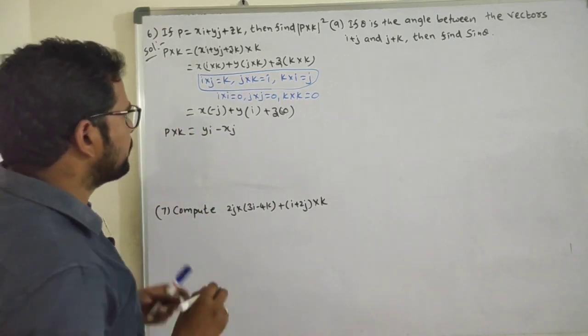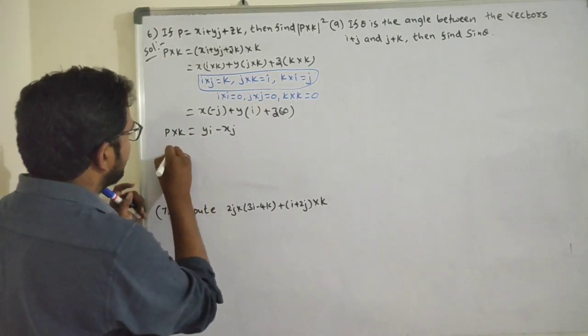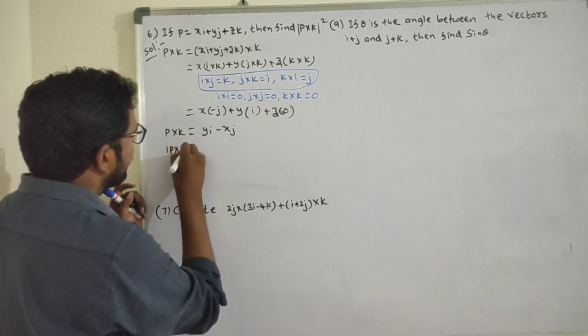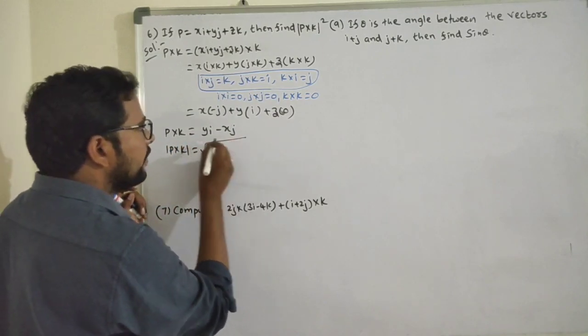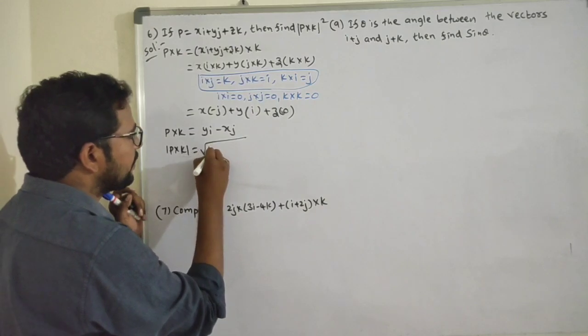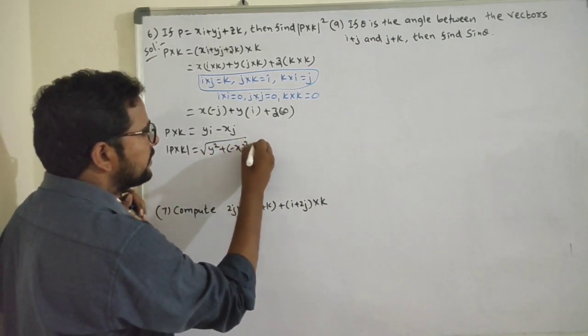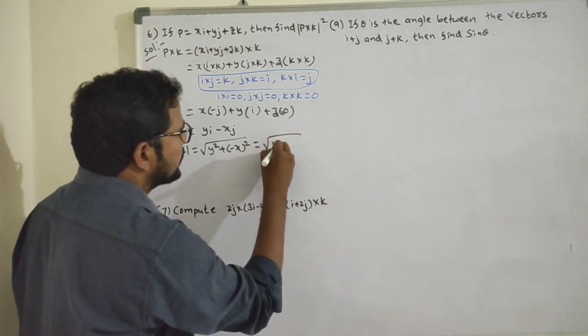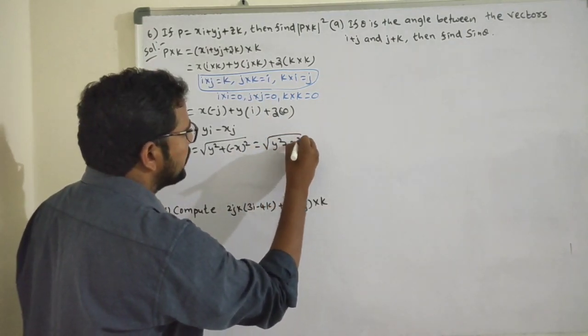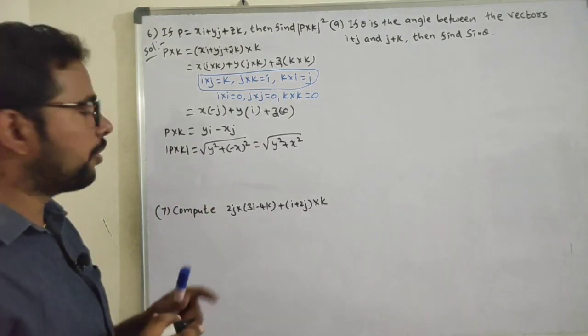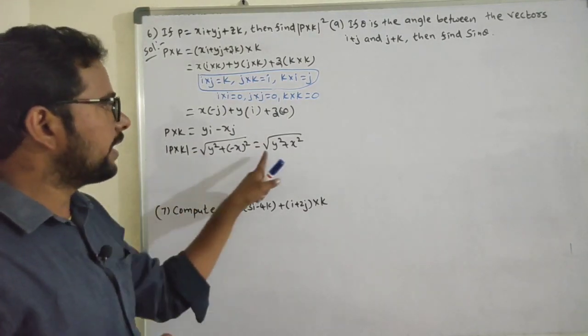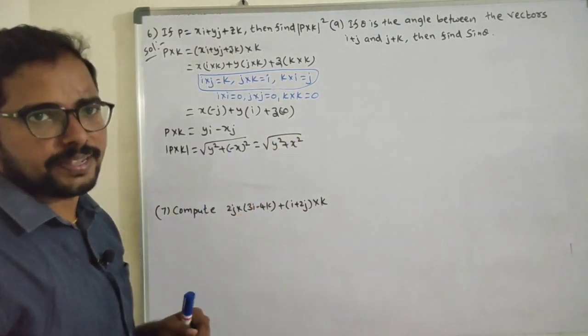Now take a modulus p cross k. Modulus p cross k is equals to square root of I coefficient y square plus j coefficient minus x whole square, is equals to under root of y square plus x square. This is modulus p cross k. Modulus p cross k is equals to under root of y square plus x square.